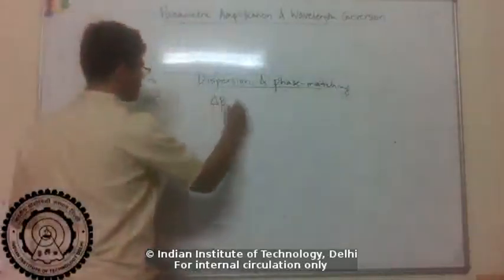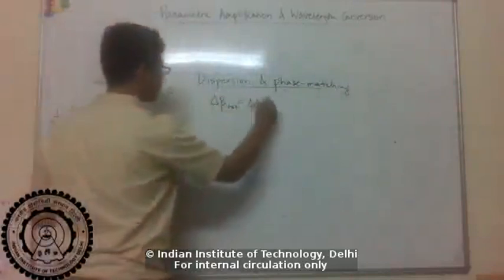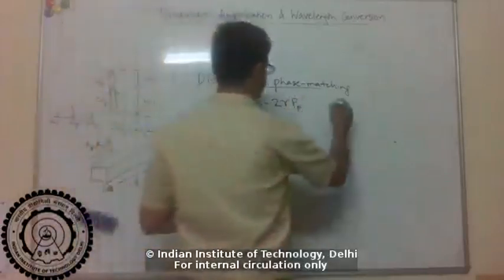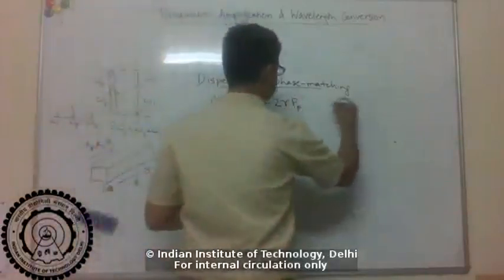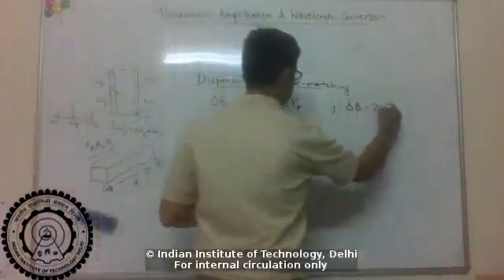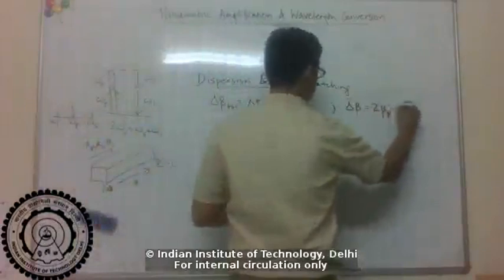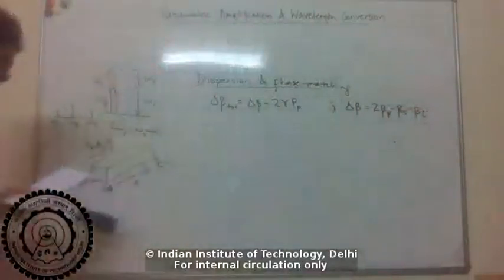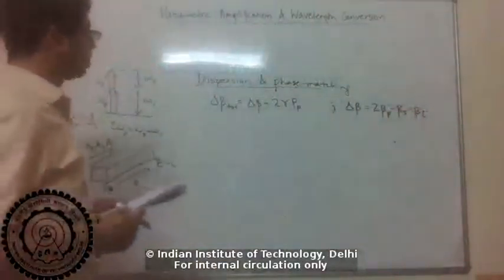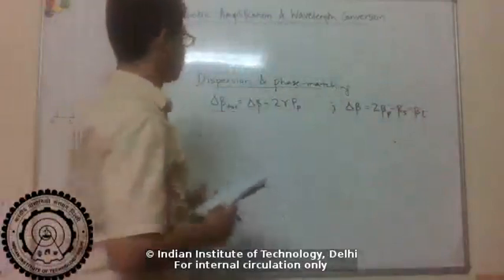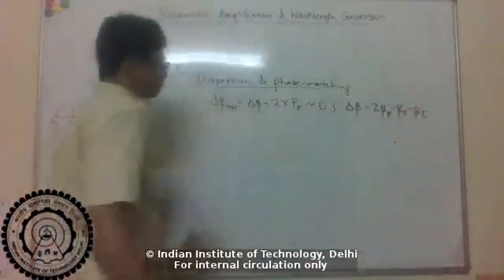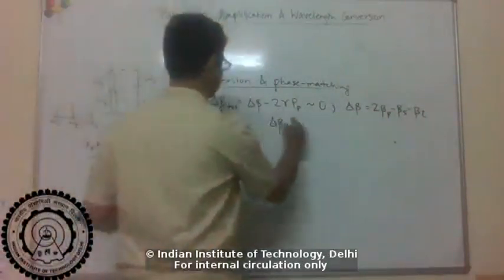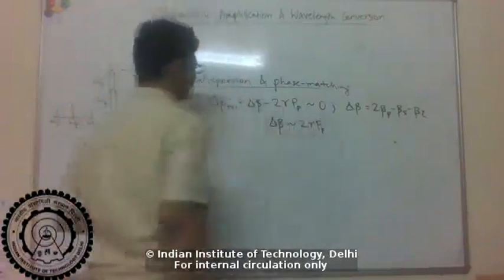So the important quantity here is this delta beta total, which was delta beta minus 2 gamma p, right? And this delta beta was 2 beta at the pump minus beta signal minus beta idler. Right, so for phase matching, we want this quantity to be close to 0. So basically, we want delta beta to be close to 2 gamma p.